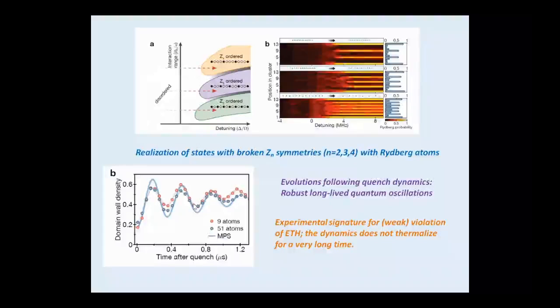So you change this detuning very fast. Okay, and what do you expect? You expect ETH because this Rydberg chain is a non-integrable system. It's an interacting many-body system. So you expect that there would be some initial oscillation, and then it will thermalize.